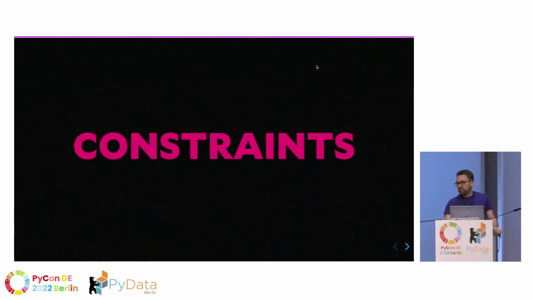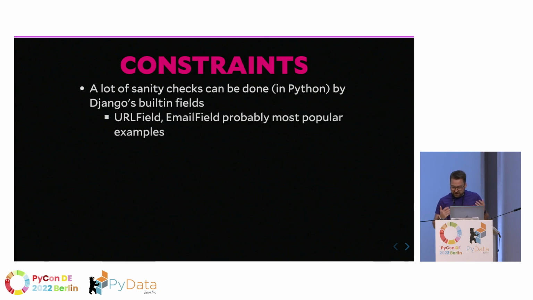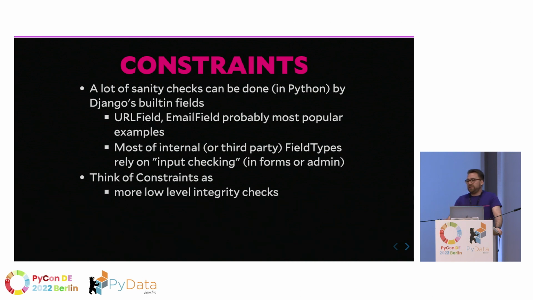Another topic, constraints. Most people think that Django's validators are enough. We have something like URL field or email field and others, but these just provide input checking, in the forms module or in the admin module. Whereas constraints are more low-level integrity checks.